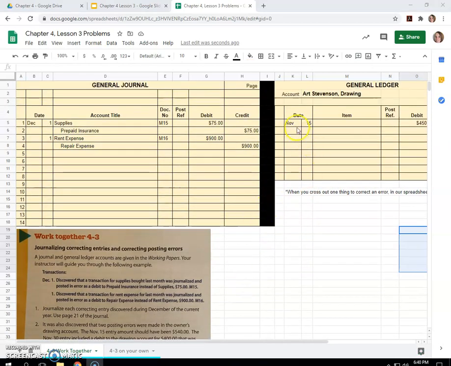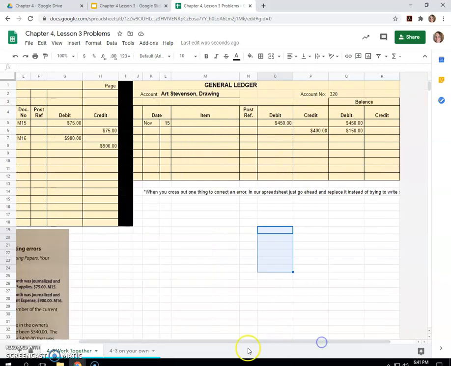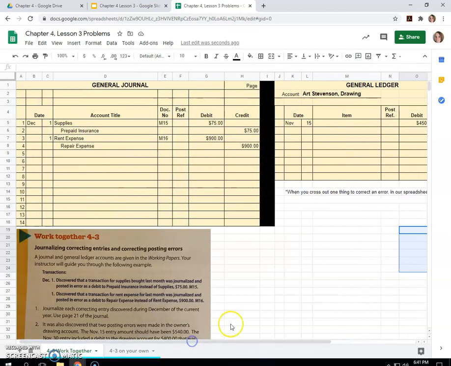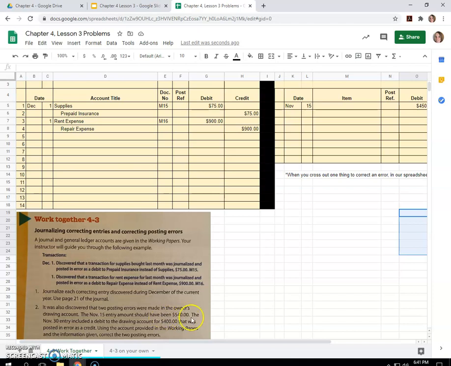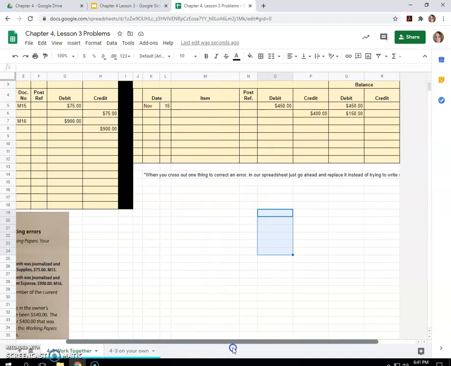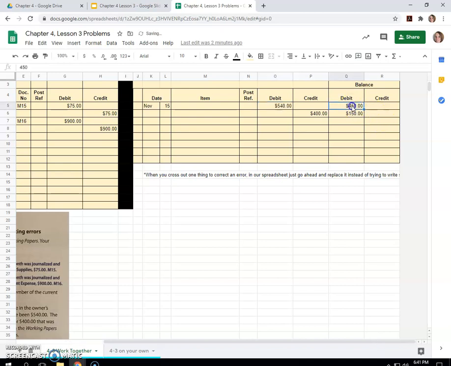Okay, so we've got a November 15th entry for $450 here, but our paper says that it should have been $540. So what the book teaches us is that we should be crossing these out and writing it above. I have no way to really show you that in the spreadsheet, so we're just going to go 540, and we made the change.